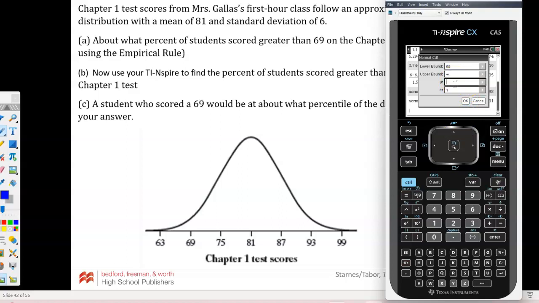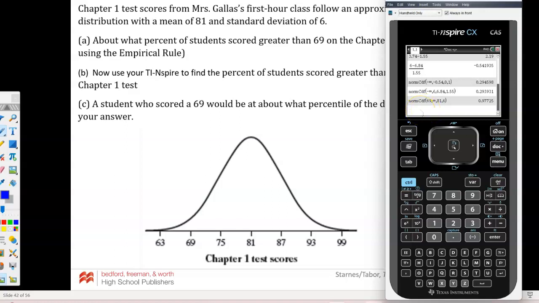Mean, I think, was given to us here. It was 81. Standard deviation looks like it was 6. And if you say OK, that's going to give you... So notice, this is more accurate than our empirical rule estimation. We thought 97.5. It's actually 97.7%. So the empirical rule is more of an estimation. The calculator can always give you that pretty close to exact there.